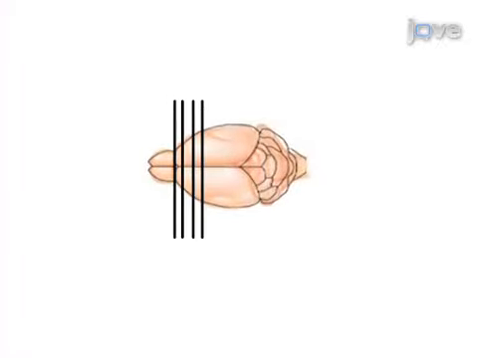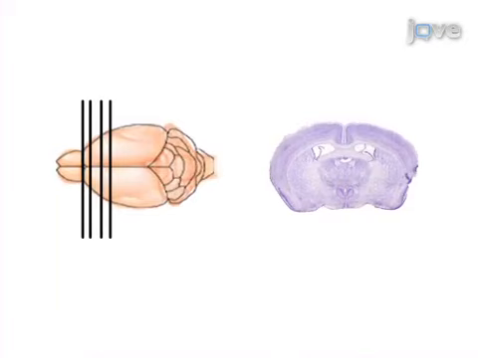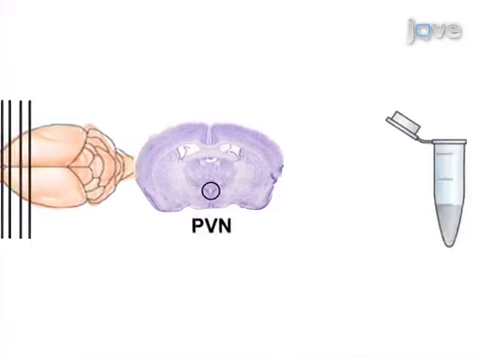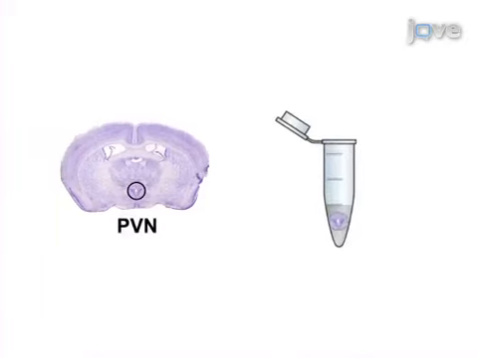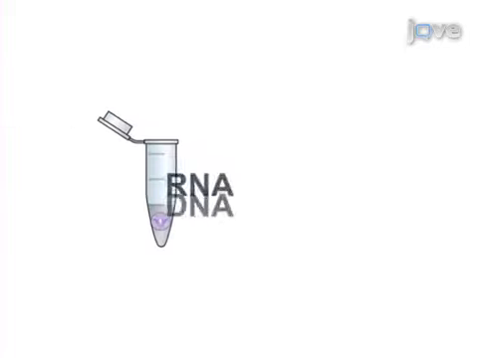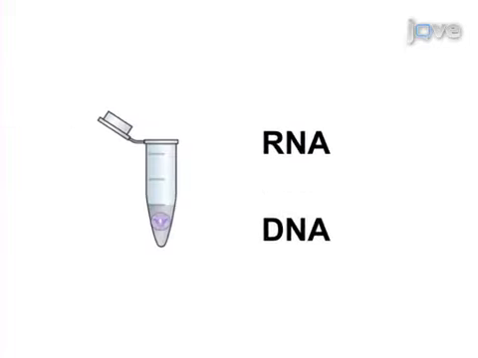As a second step, brain areas of interest, here the PVN, are obtained by in loco microdissection, and DNA and RNA are isolated simultaneously from a single tissue punch.